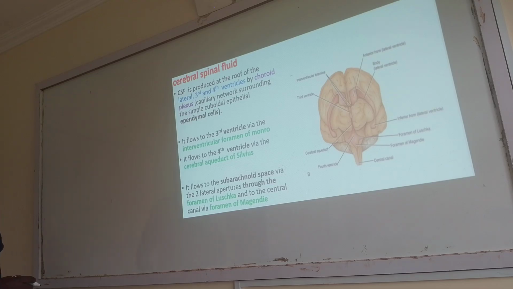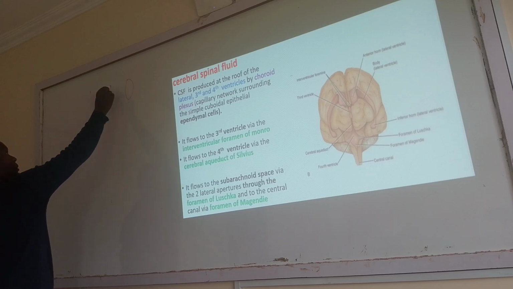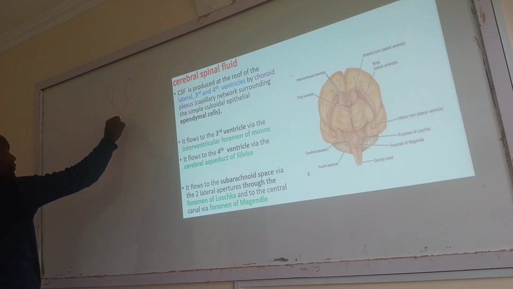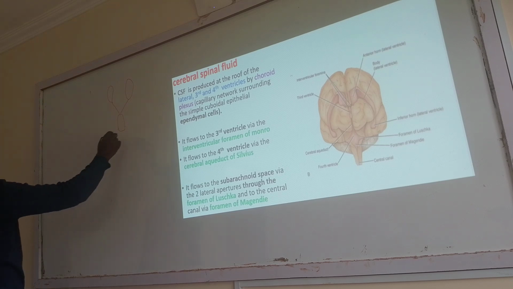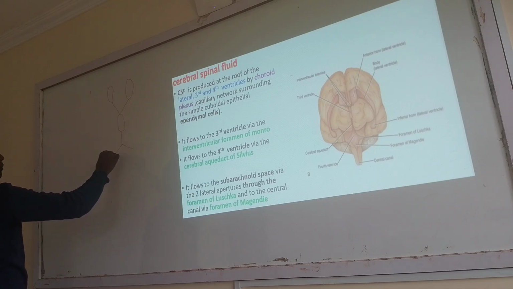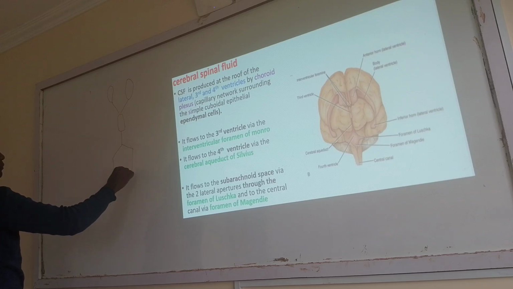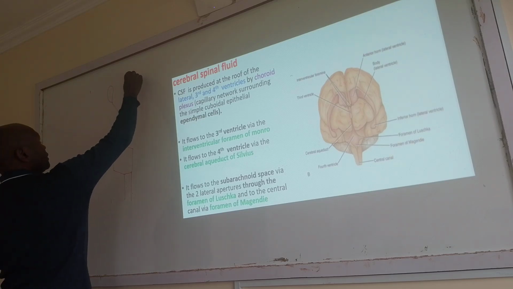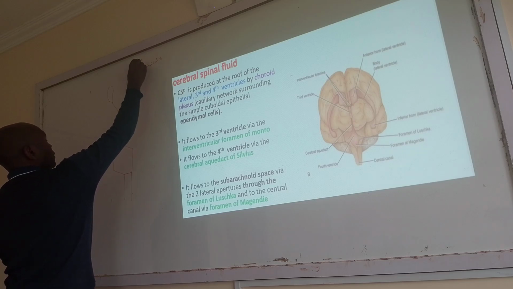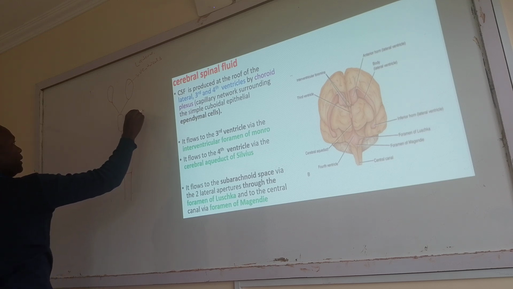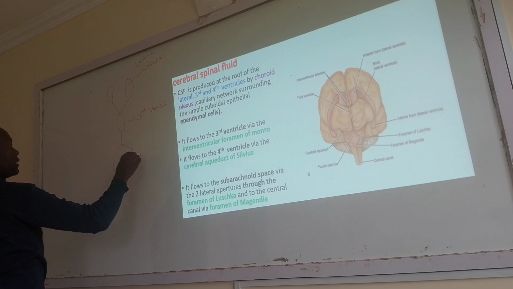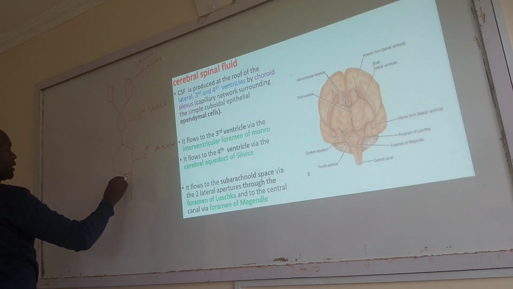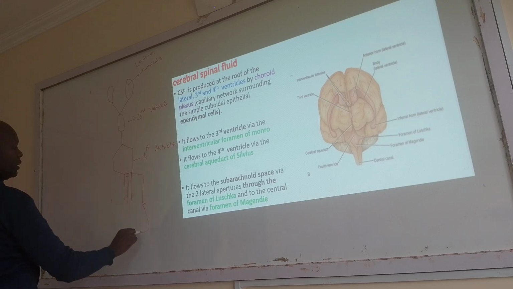So, CSF, if I may just draw an illustration here, we want to talk about production and drainage of CSF. So let me just make a sketch here to show what I want us to talk about. So these are the ventricles. This is what we call lateral ventricle. This one is the third ventricle. This one is the fourth ventricle. And this one down here, there's something called central canal. It's just going down into what we refer to as the spinal cord.